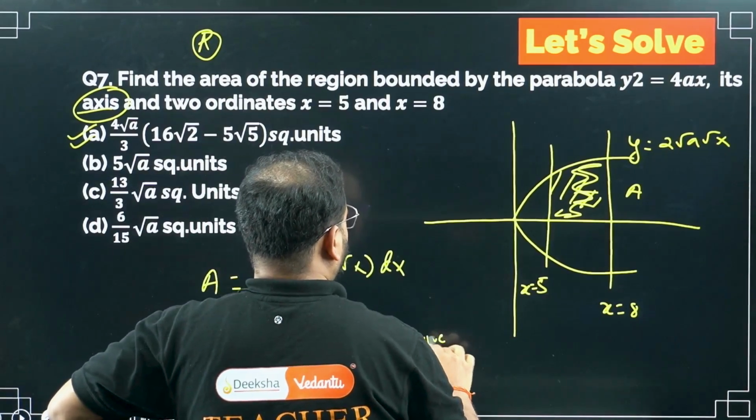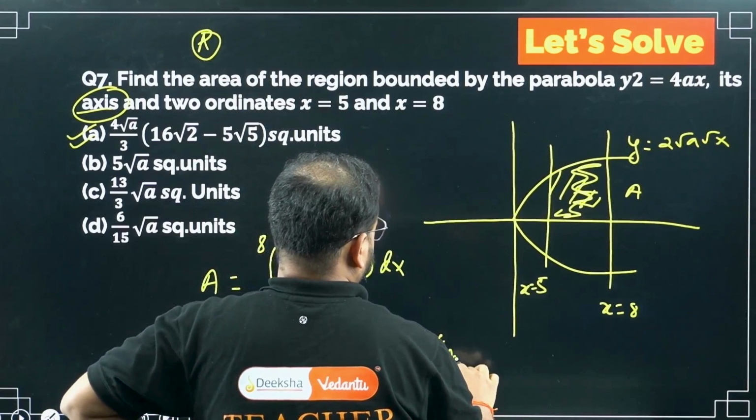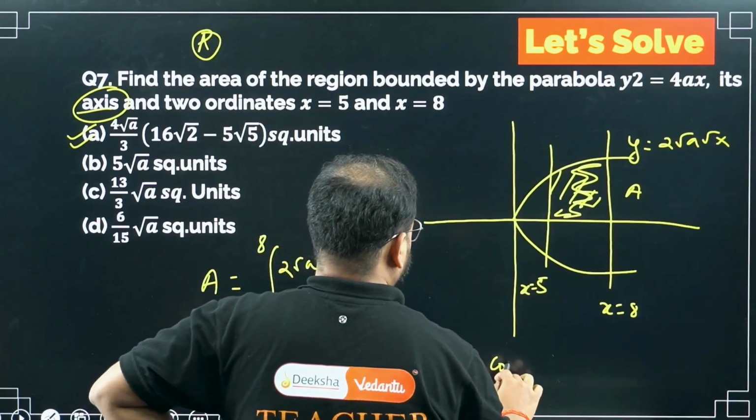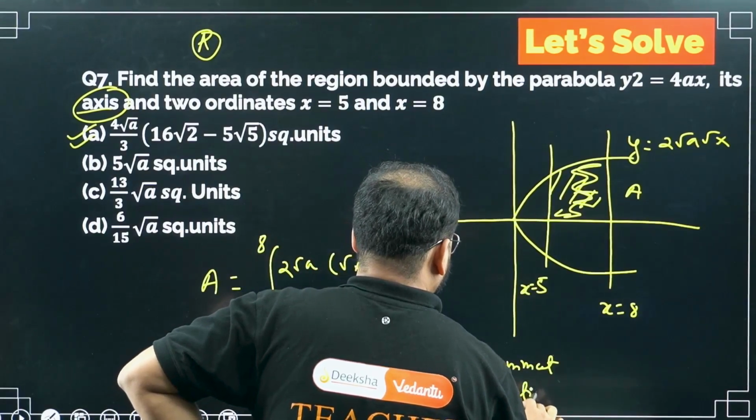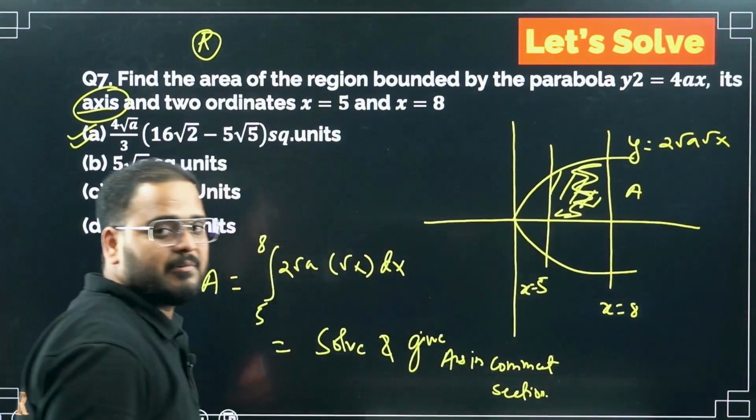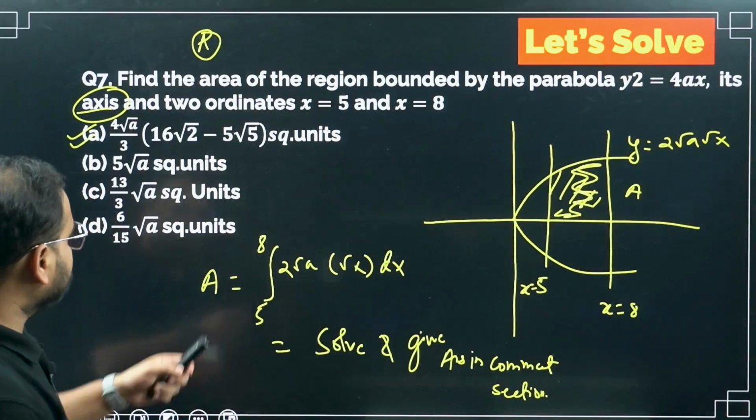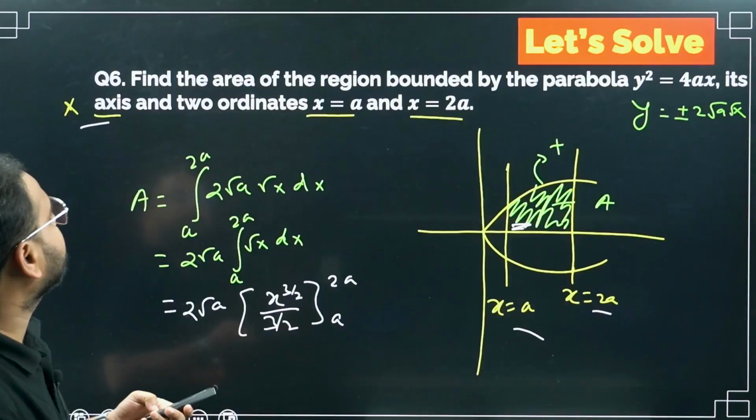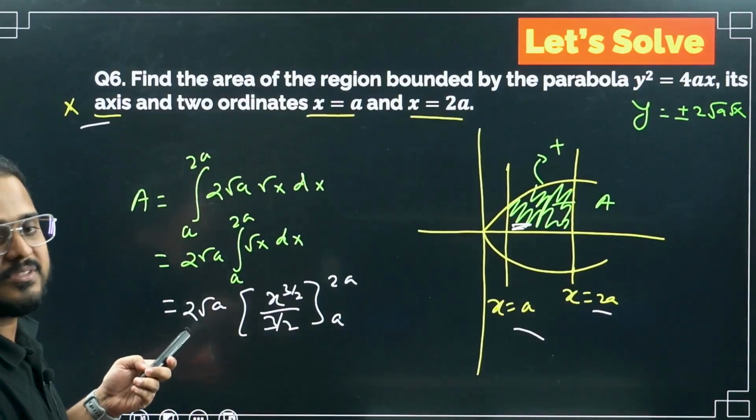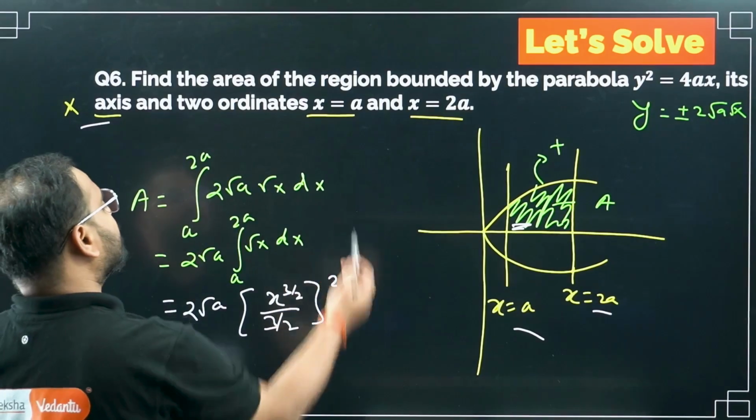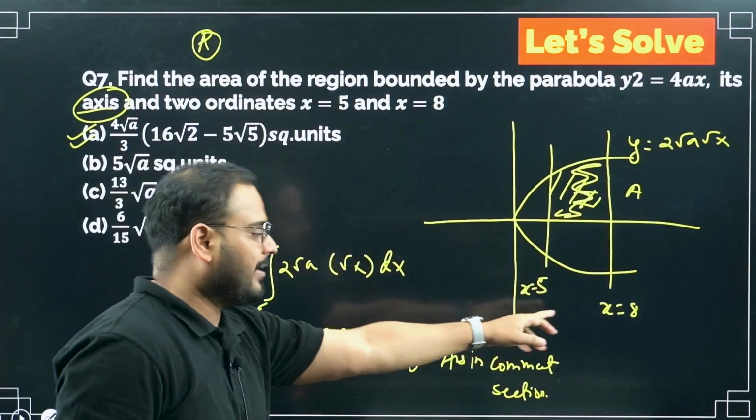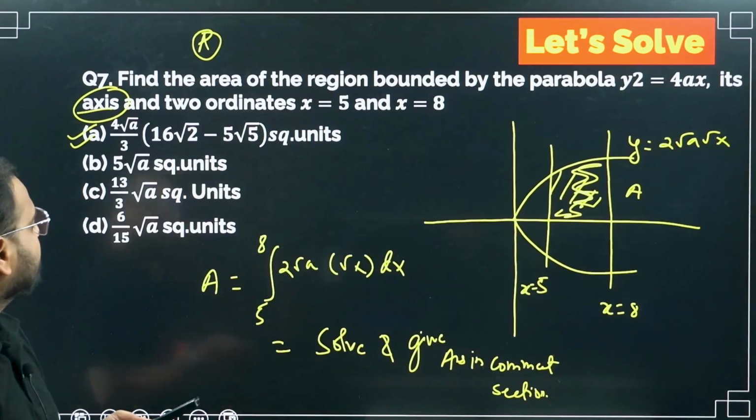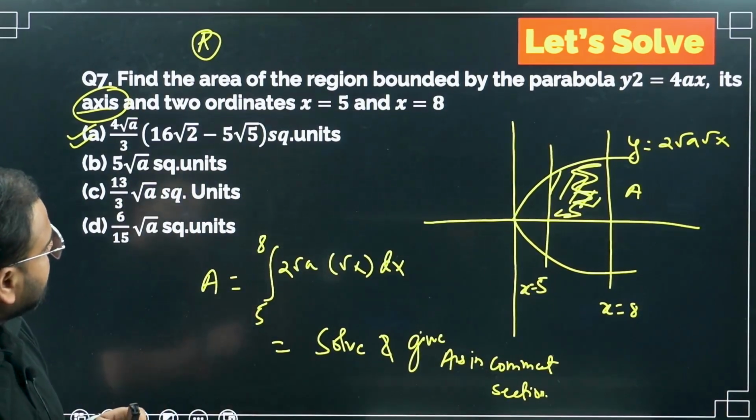Solve and give the answer in the comment section. Very, very simple, extremely simple, sir. A similar question I've solved over here, please have a look. Exact same question. Just the limits are given in terms of a and 2a over there, and over here they have made it simpler by giving values 5 to 8. So have a look and solve this.